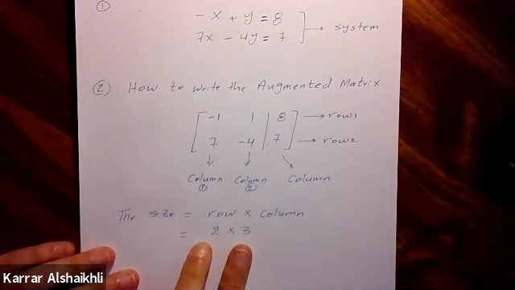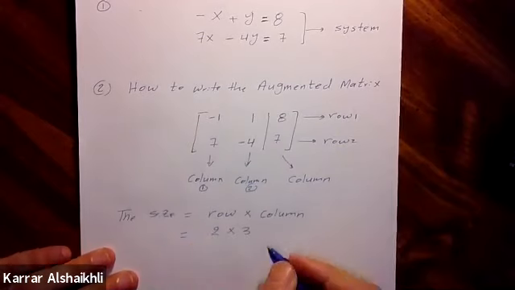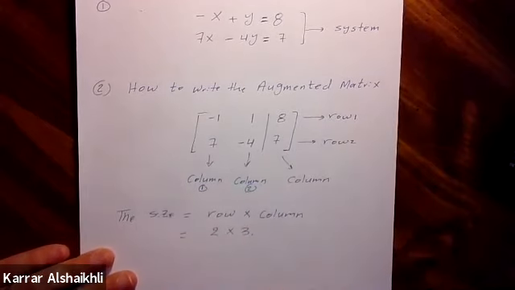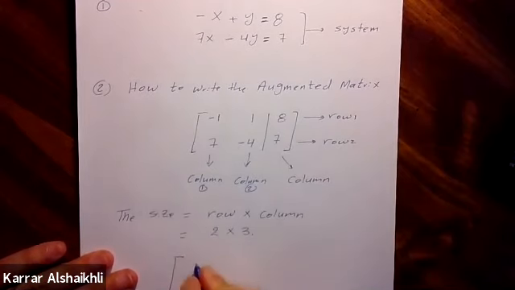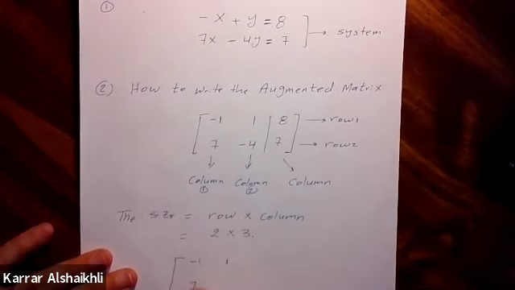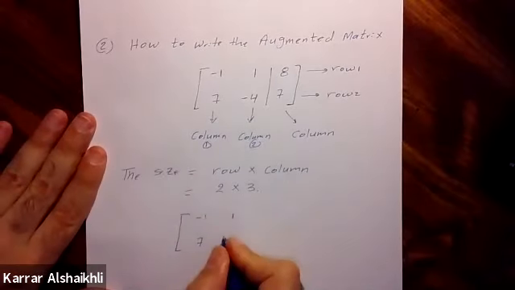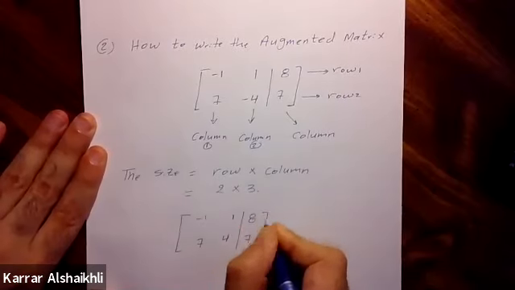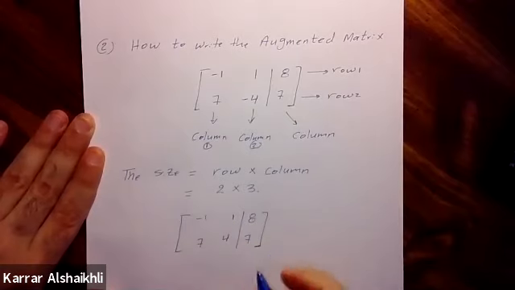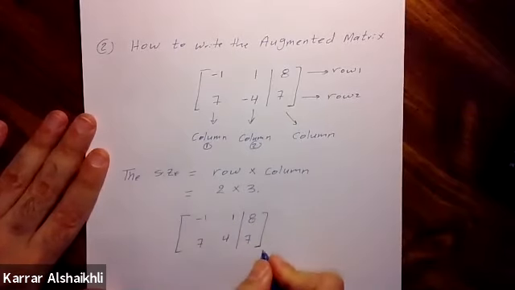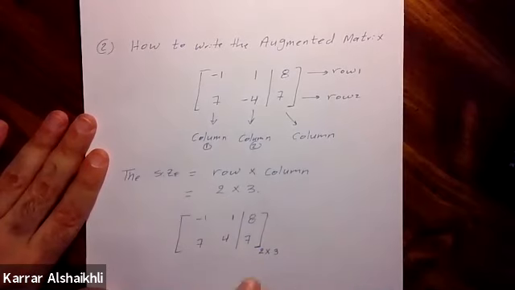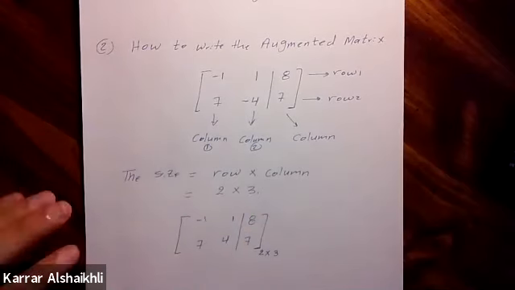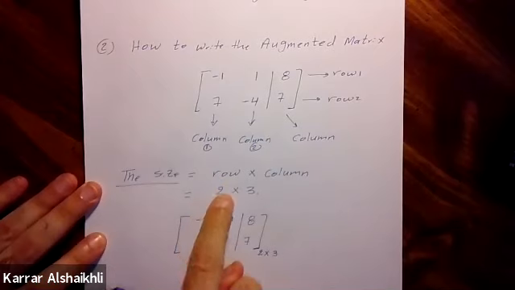So this is the size of the matrix. They're going to write down the size as small two numbers here. That means this one is going to be -1, 1, 7, 4, 8, 7. This is the augmented matrix. And you see the size, they're going to write down small numbers here, 2 times 3. That means 2 rows, 3 columns. So always when they ask you about the size, be careful here, always 2 rows and 3 columns.